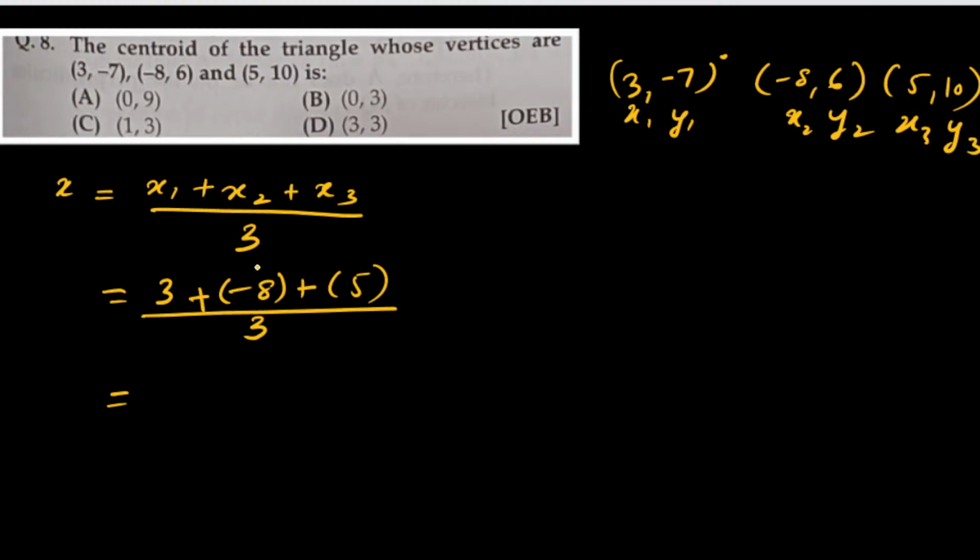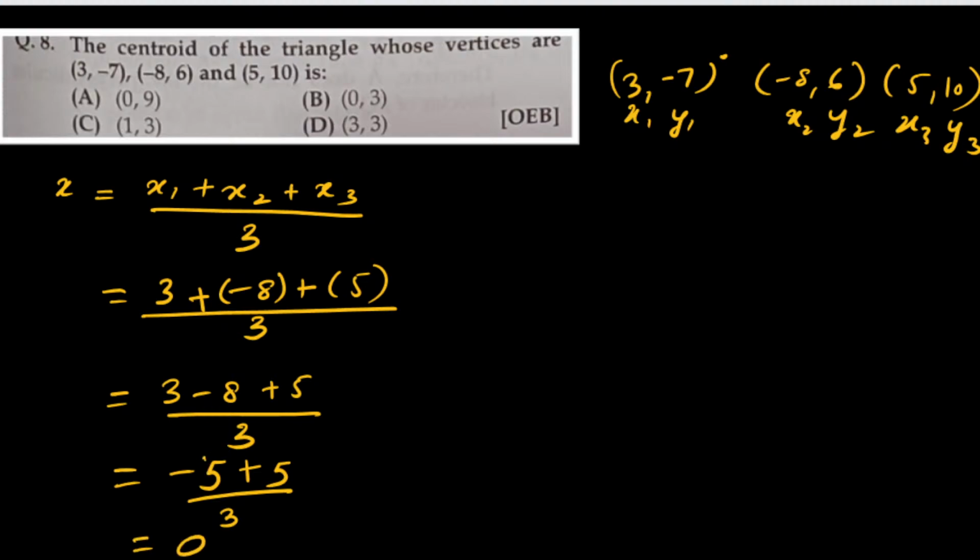So 3 plus minus 8 is minus 5, with the sign of the greater number. Minus 5 plus 5 divided by 3 is equal to 0. So x is equal to 0.